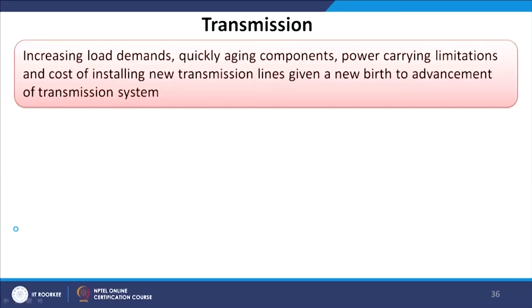Now, similar to power generation, we have seen conventional generation and, specifically, smart power generation in the form of distributed generation. Now, let us concentrate on how my transmission network looks and what the components within the transmission system are. Transmission is defined based on increasing load demands, quickly aging components, power carrying limitations and the cost of installing new transmission lines, which gave birth to the advancement of the transmission system.